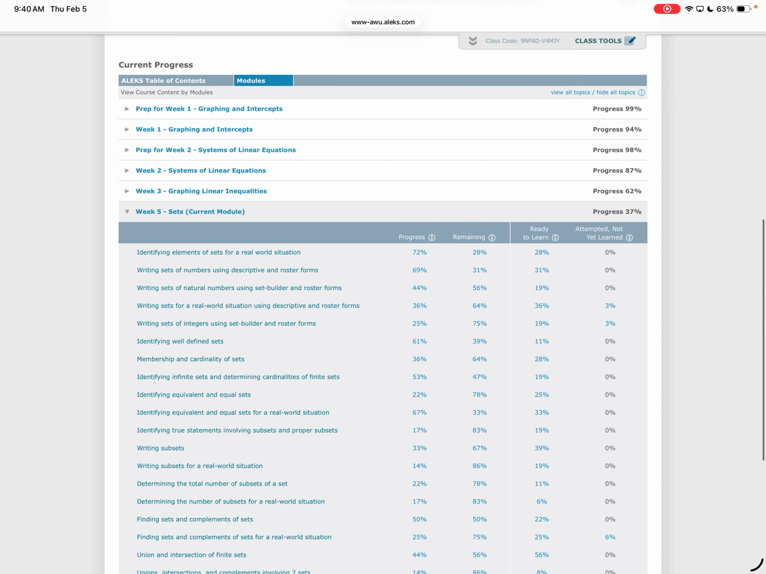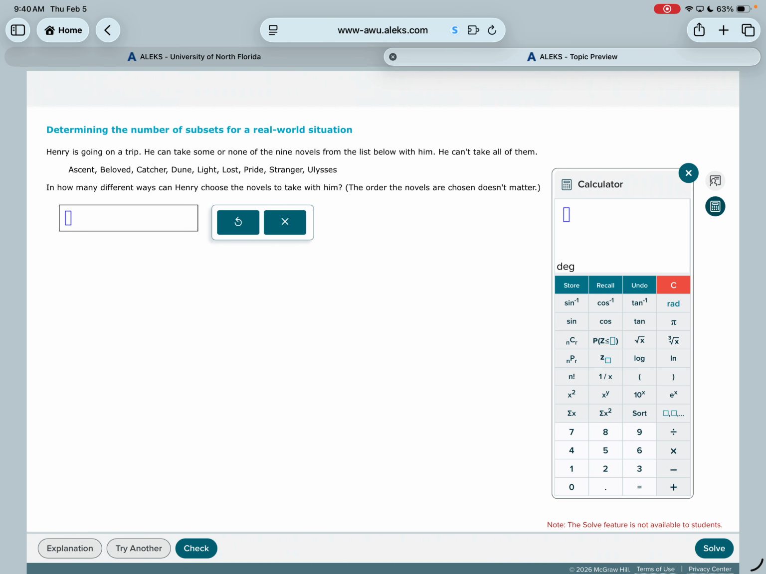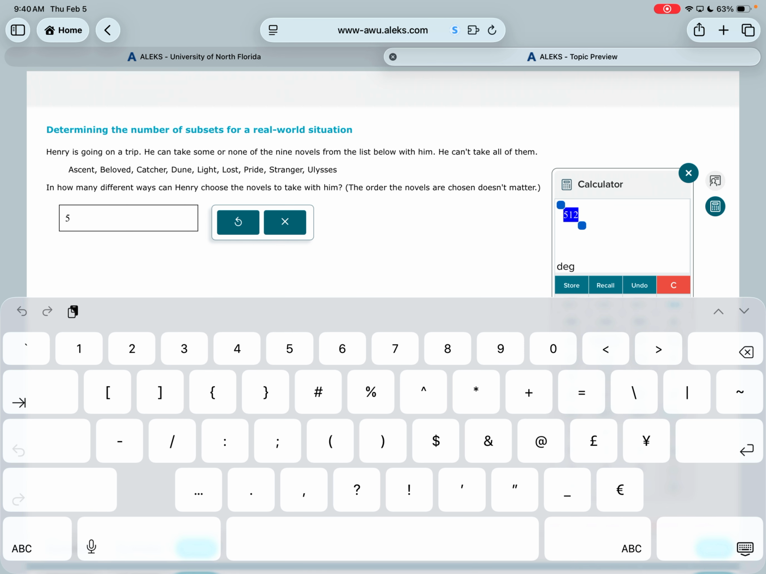The next one. 1, 2, 3, 4, 5, 6. Okay. Henry's going on a trip. He can take some or none of the 9 novels from the list below him, but he can't take all of them. So he could take those. There are how many? 1, 2, 3, 4, 5, 6, 7, 8. Did I count? 1, 2, 3, 4, 5, 6, 7, 8, 9. So it would be 2 to the 9th. How many different ways can he choose the novels to take? It would be 512. Wait, he can't take all of them, though, so 511. So you subtract.